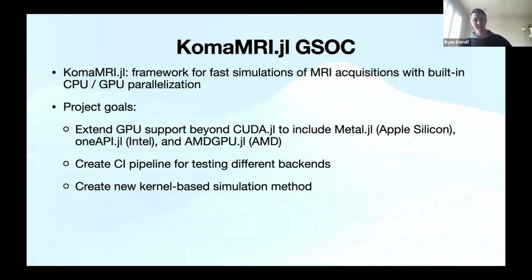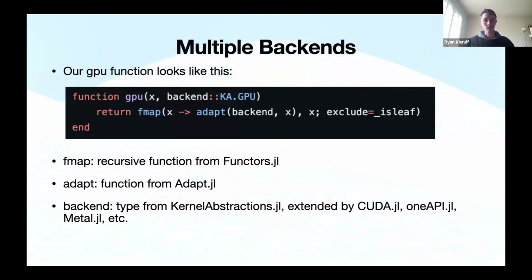And yeah, so I guess just get started talking about what my project was. So KomaMRI, for those not familiar, it's basically a library for fast MRI simulation, which before this project already had built-in support for GPU and CPU parallelization. But as part of this project, we wanted to extend the GPU support a bit more so that it also worked for, it already worked for CUDA, but we also wanted to extend it to Metal, oneAPI, which is Intel, and then AMD as well. And then we also wanted to create a CI pipeline for testing the different GPU backends, and then inside the simulation, move from array-based GPU parallelization to more explicit GPU kernels, which should hopefully run a bit faster.